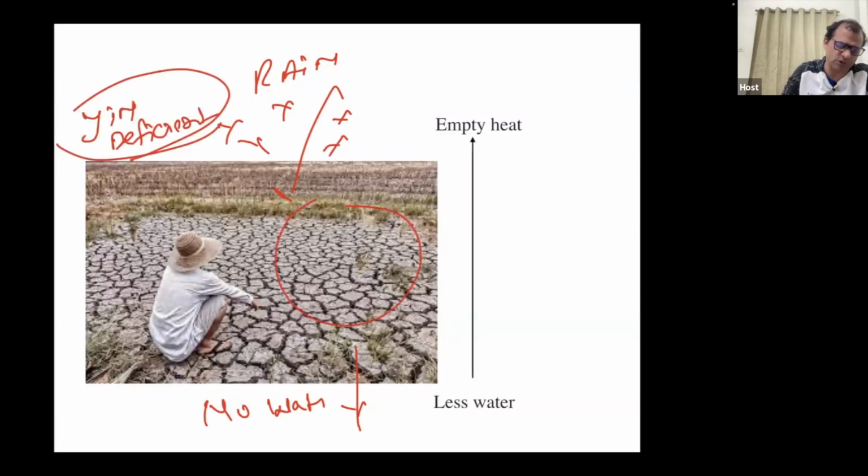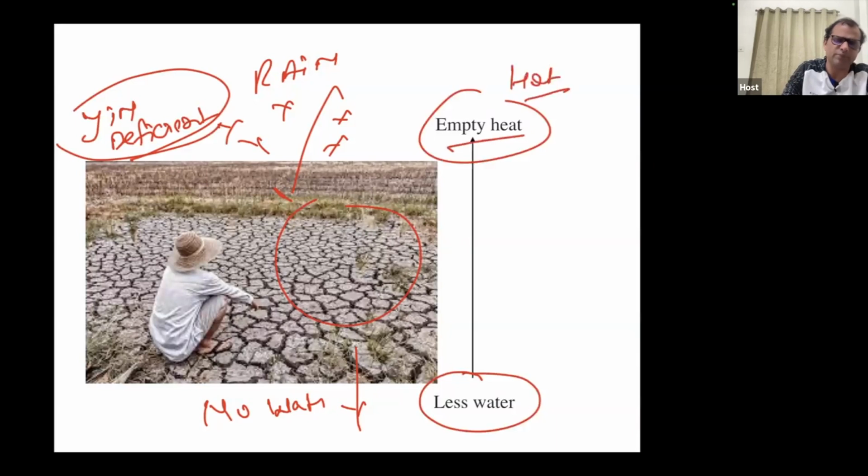And if there is no water or less water, comparatively the land will be hot. That is called empty heat. Empty heat. If we put the water here, then automatically it will cool down.